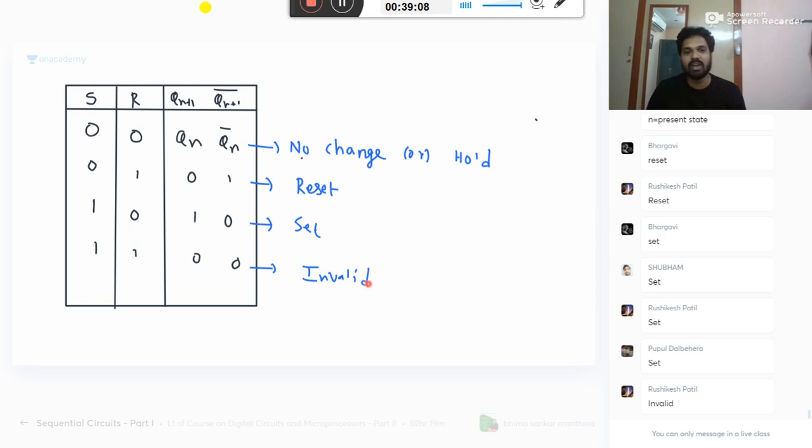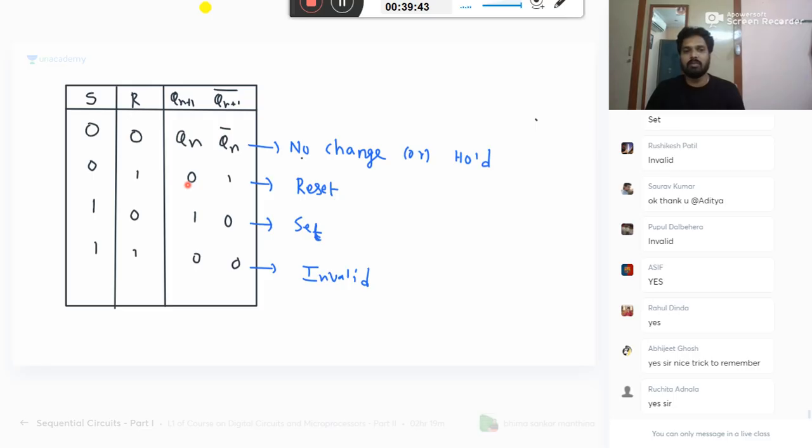Now you understand why I take S in the bottom, R in the top? It will be more meaningful. How more meaningful, sir? When S is 1, it is giving set. When R is 1, it is giving reset. Your truth table will be more meaningful if you take S in the bottom, R in the top. Even though you get some similar table, it will not be much meaningful. That's the reason we take S at the bottom, R at the top.